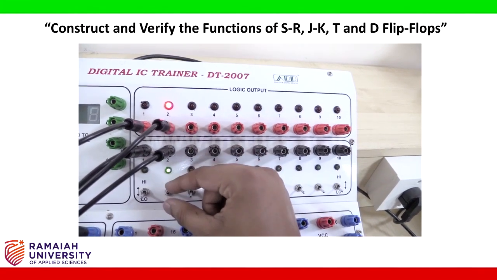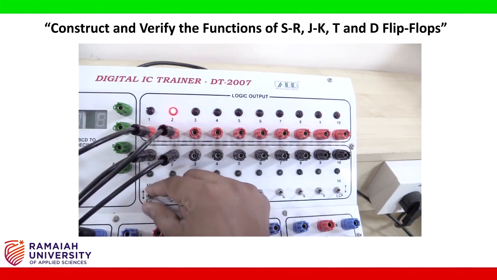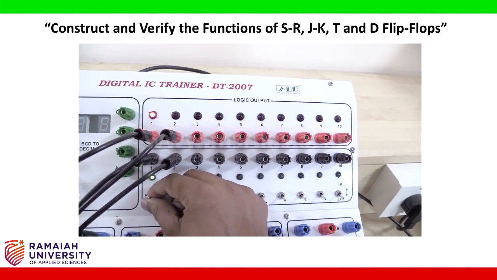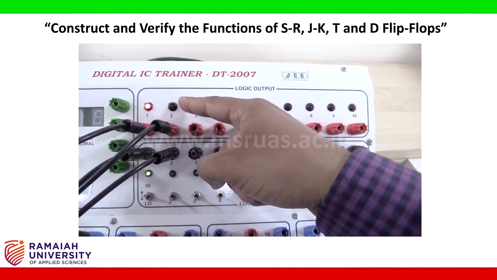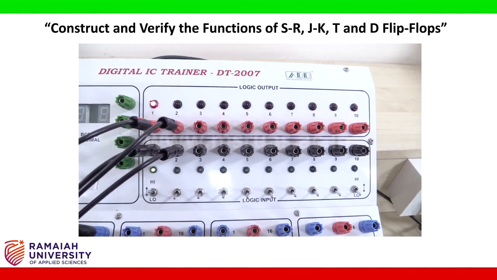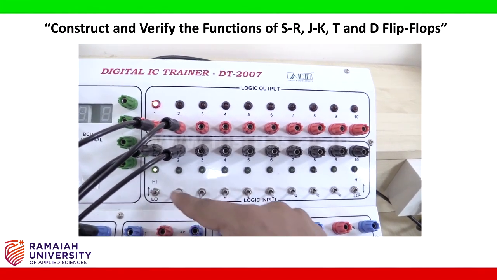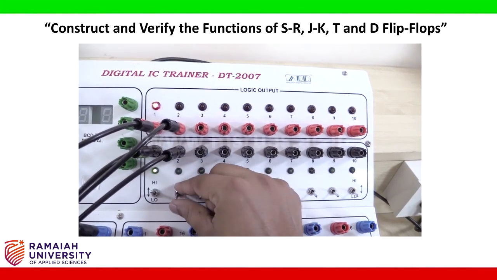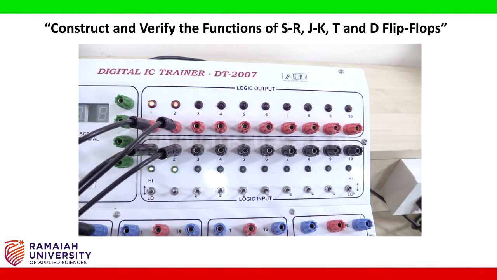Next I will change the input from 0 1 to 1 0, so I will make the first input, S, high, and you can see the output Q is high, Q bar is 0. You can check the outputs by looking into the LEDs. Now the last combination of the input is, I will make both the inputs S and R high, and you can see a forbidden state here, not a valid state.